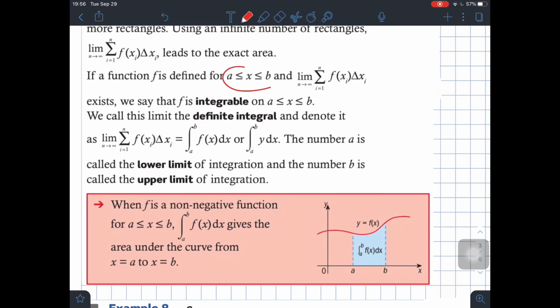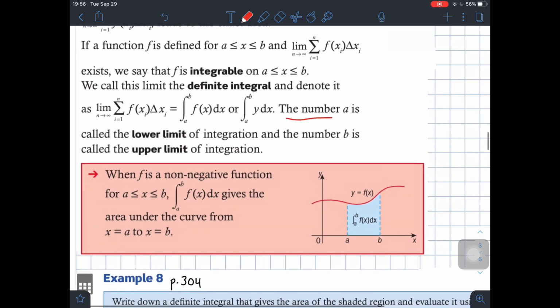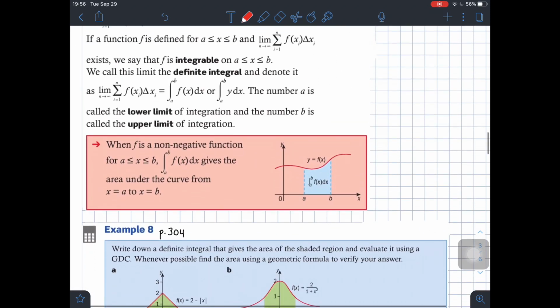So if a function f is defined from a to b, and we find the limit of the sum of all of the rectangles we can have, and that value exists, we say that f is integrable from a to b, and we call this limit the definite integral and denote it as the limit of the sum of the areas of infinite rectangles. And this is the same as saying the integral of the function from a to b. The number a is called the lower limit of integration, and the number b is called the upper limit of integration.